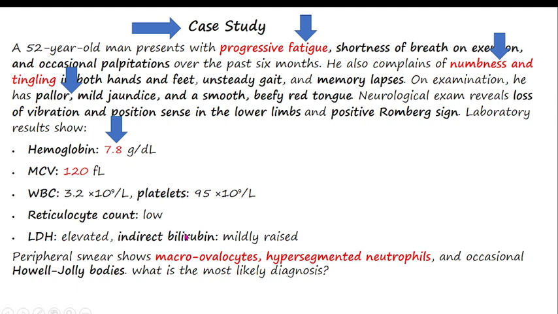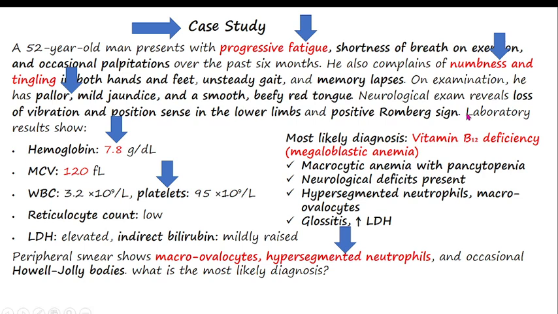LDH is elevated, and on the peripheral blood smear there are macro-ovalocytes, hypersegmented neutrophils and occasional Howell-Jolly bodies. Now, what is the most likely diagnosis? This question is like a piece of cake, please. Everyone can get the answer, but I can count 1, 2, 3. The answer is now very easy. Okay? The most likely diagnosis is vitamin B12 deficiency, megaloblastic anemia.